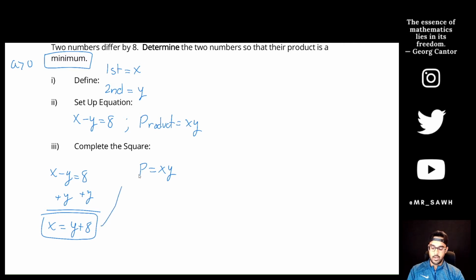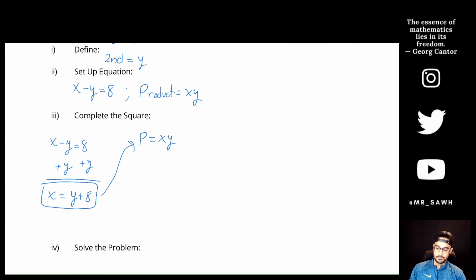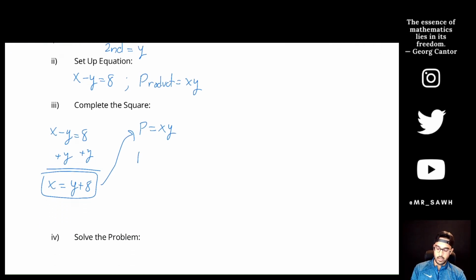So I'm going to take what I know x is and substitute it into that product equation. So now I'm going to know that the product is going to be equal to, well, x is now y plus 8, and I'm going to multiply it by y. I took out x and put in what x was equal to. All I did was make a substitution. But now I can multiply this out and distribute. So you're going to get y squared plus 8y.